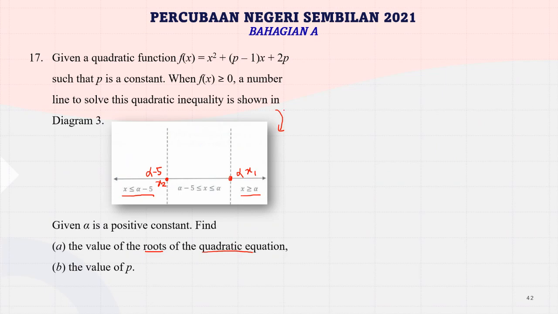Okay, so we play with the sum and product of roots again. x² plus (p + 1)x is the answer. For here, because of this, the roots are alpha minus 5 and alpha. So that's why this one is alpha. Alpha minus 5 plus alpha is equal to negative (p − 1), or alpha times (alpha minus 5) is equal to 2p. This is the product of roots, or hasil darab punca.